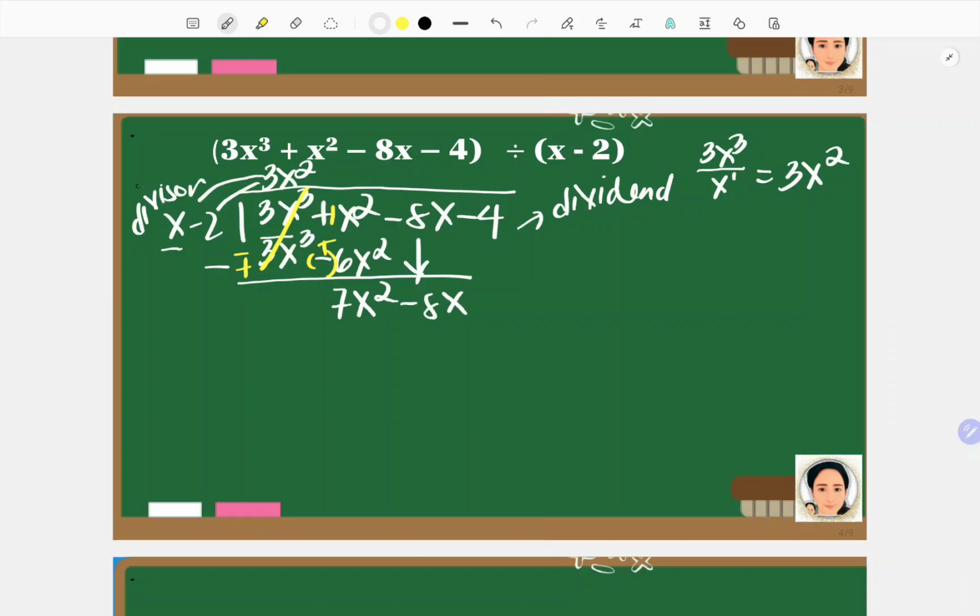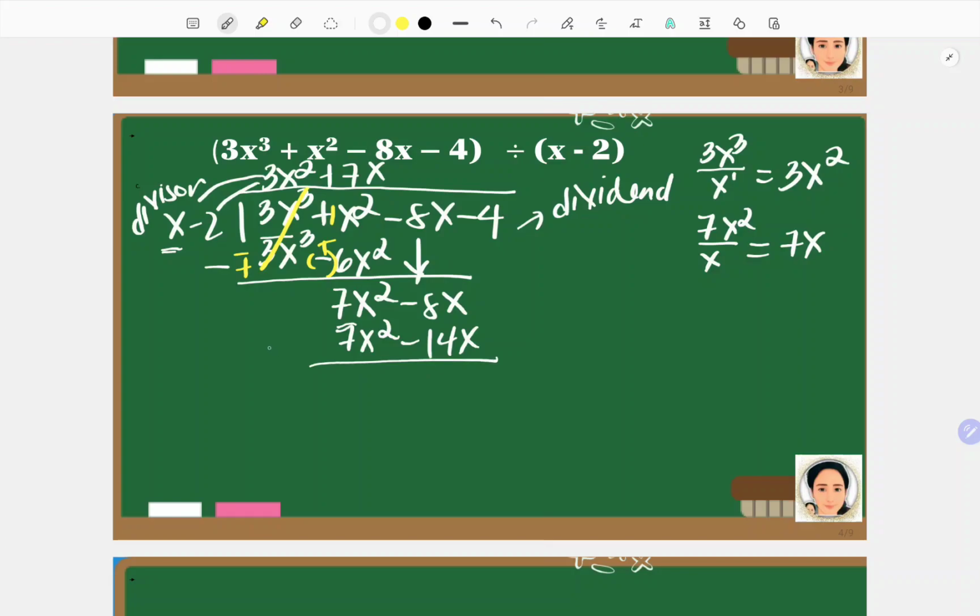So again, divide the first term of the dividend by the first term of the divisor. So you have here 7x squared divided by x. And the quotient is 7x. So write it on top. Then multiply your quotient to the divisor. 7x times x, 7x squared. 7x times negative 2, negative 14x.